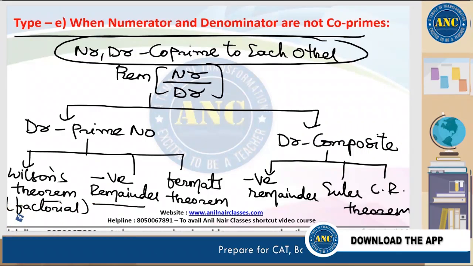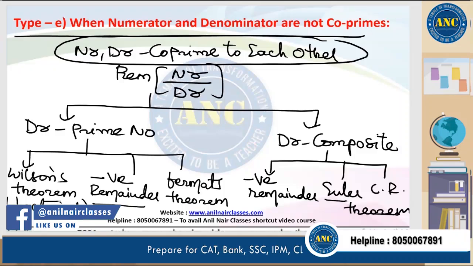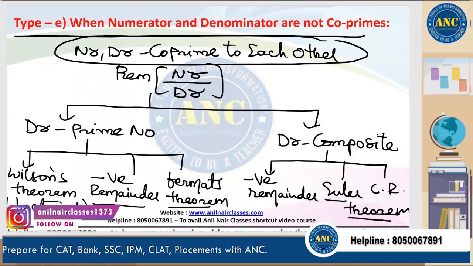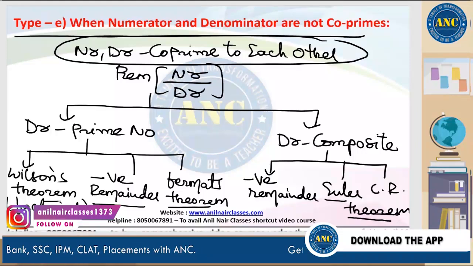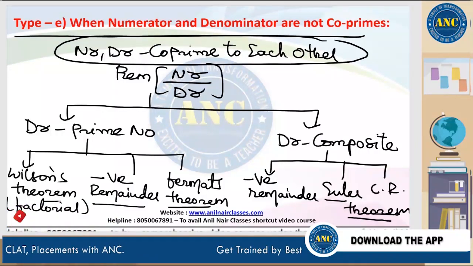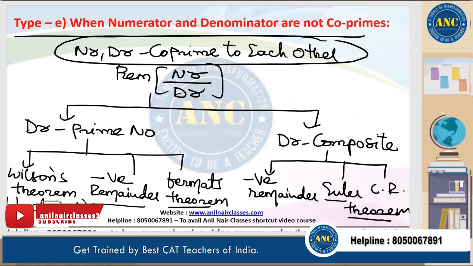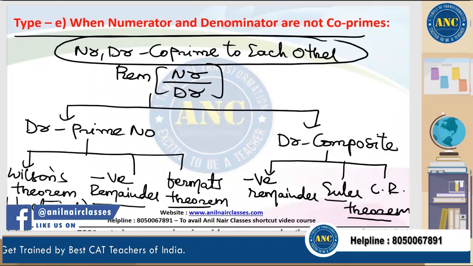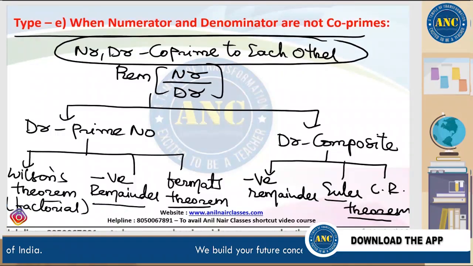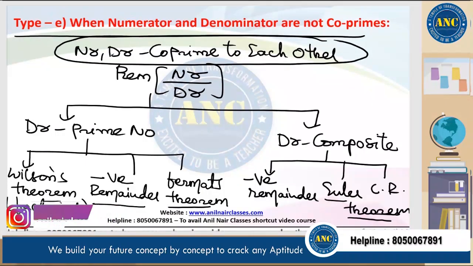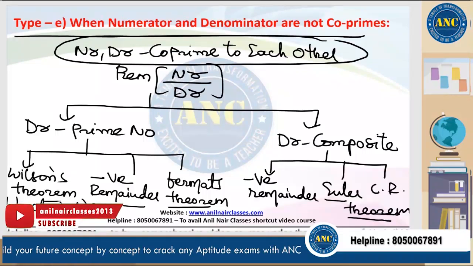Negative remainder we discussed, Euler theorem we discussed, Fermat's theorem we discussed, Chinese remainder theorem we discussed. Total 4 types we discussed from morning: negative remainder, Euler theorem, Fermat theorem, and Chinese remainder theorem. Wilson's theorem I already explained in the prime number concept. This is how you should solve based upon the approaches.